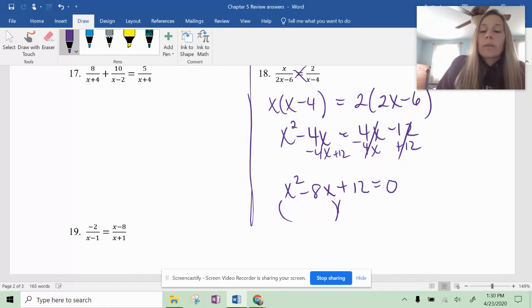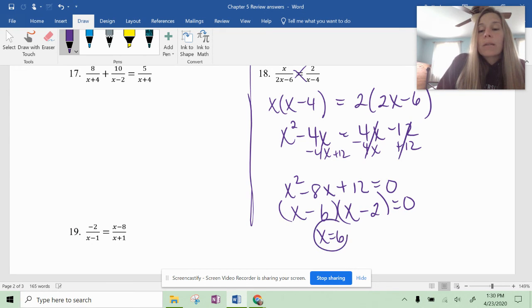Now you can factor it, or you could put that on your graphing calculator and see where it intercepts the x-axis. The two numbers that multiply to 12 that add up to 8 are 6 and 2, and they're both negative. So I'm going to have an x equals 6 and an x equals 2.